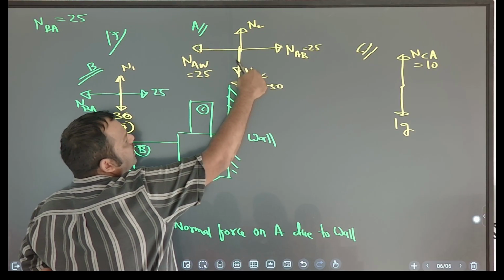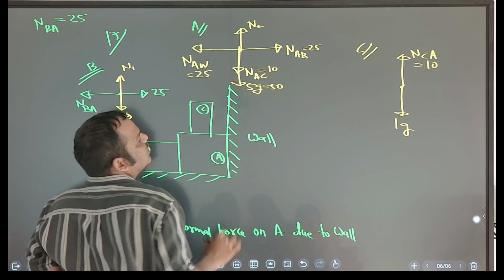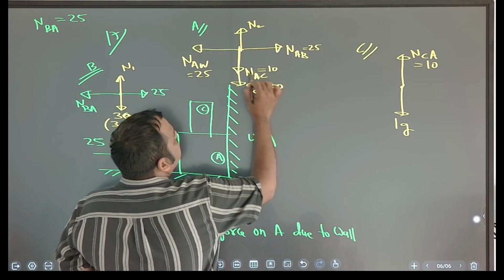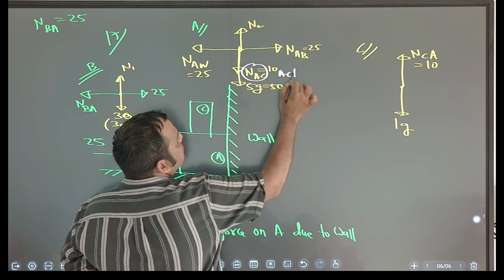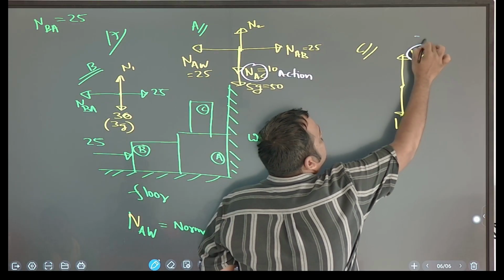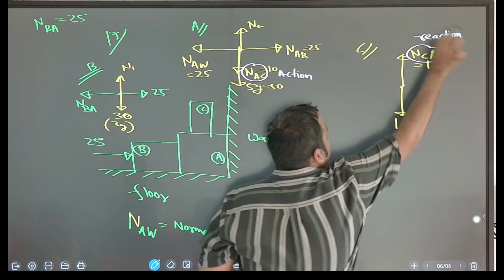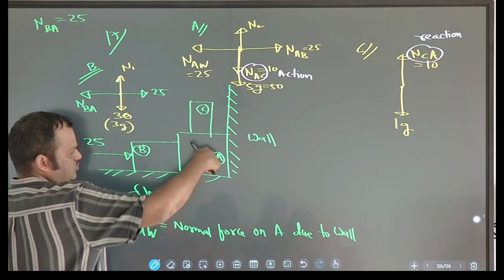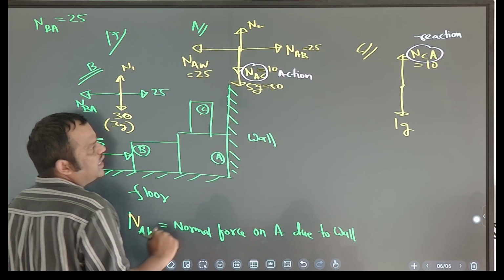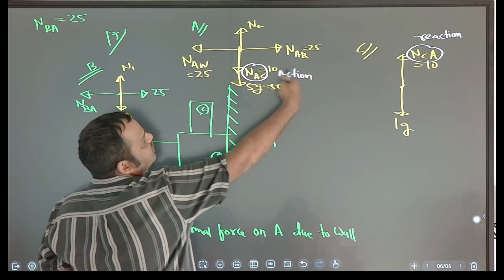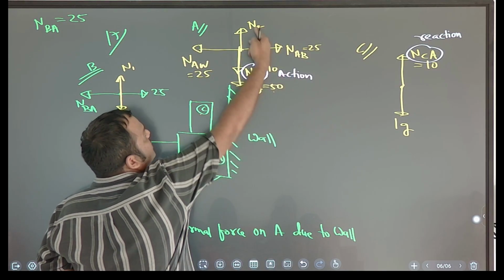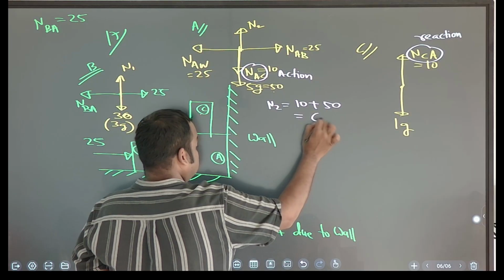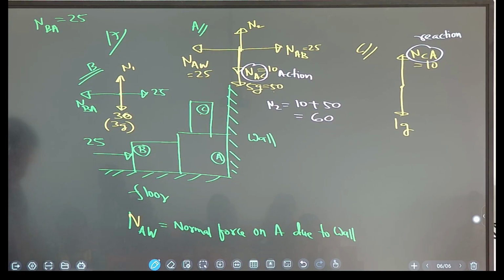So what is the normal on A due to C? 10. Action reaction. We call it action reaction. If this is action, so this is reaction. Correct? C is pushing A down, so A is pushing C up. Action reaction. So what is N2 now? You tell. What is N2? 60. Correct. So N2 is equal to 10 plus 50. N2 is equal to 60.